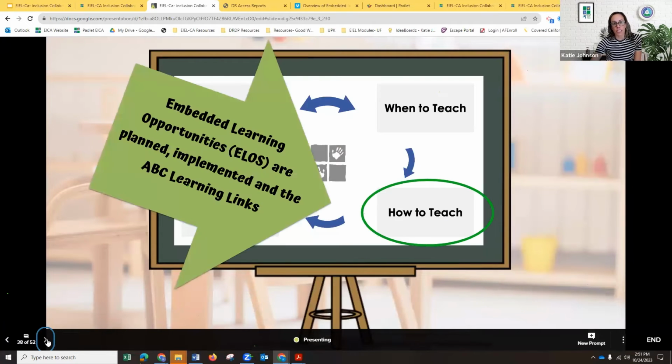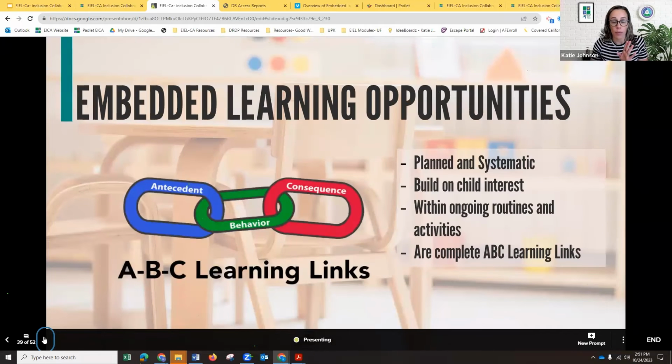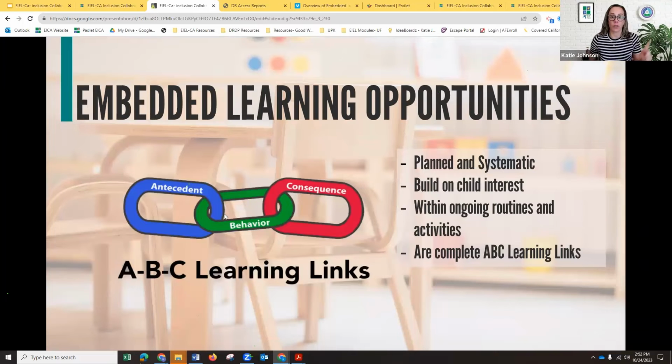Okay, we did what to teach, how to teach. Embedded learning opportunities are planned, implemented, and there are ABC learning links. Let me just tell you really quick, and we are going through this quickly because I want you to just have that high level understanding. What I want you to gain from this is we're talking about embedded learning opportunities, right? So we talked about what can I teach during snack, during sensory play, during those ongoing activities, but we have to be planned and intentional about that.